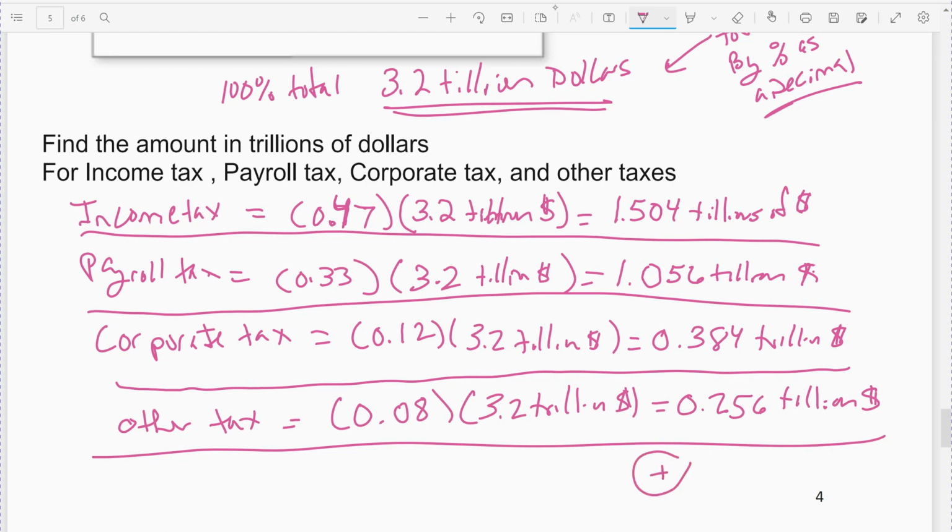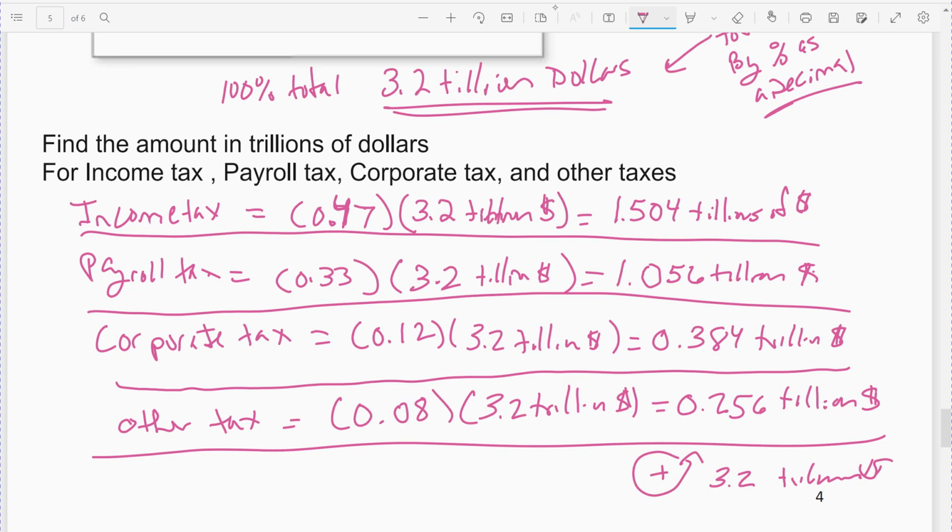If you add those up, it should add up to your total 3.2 trillion. That's sort of your check, right? If you add up every single one of those, the income, the payroll, the corporate, the other, it should add up to your 100 that represents 100%, right? And it does. If you add them all up, it adds up to 3.2 trillion.